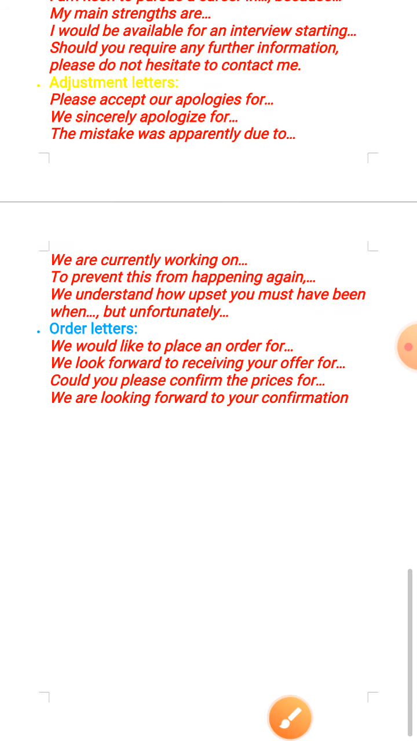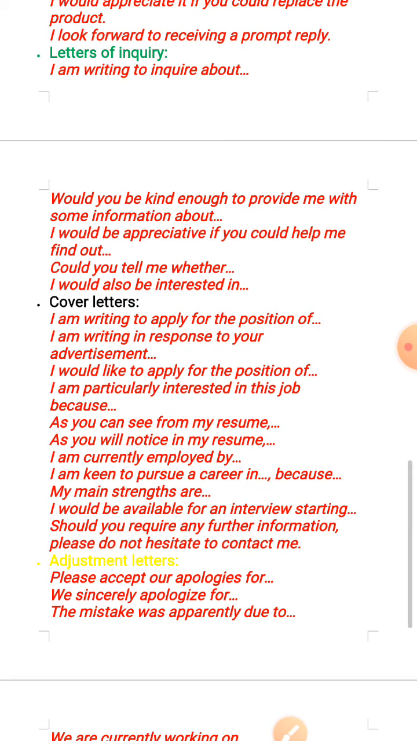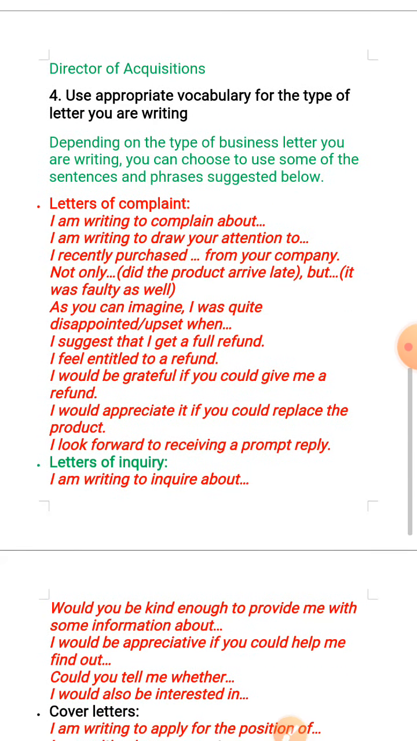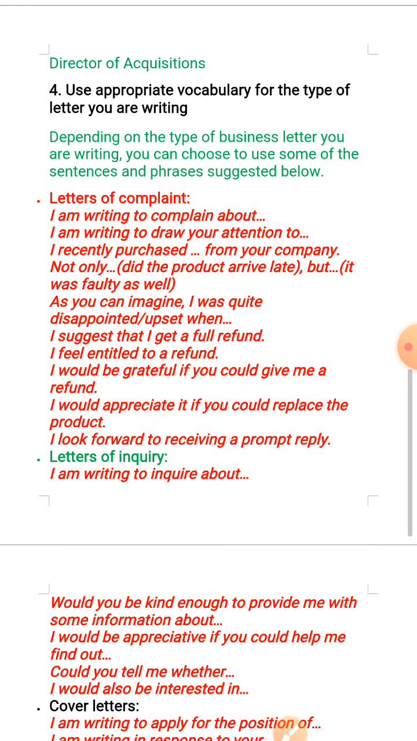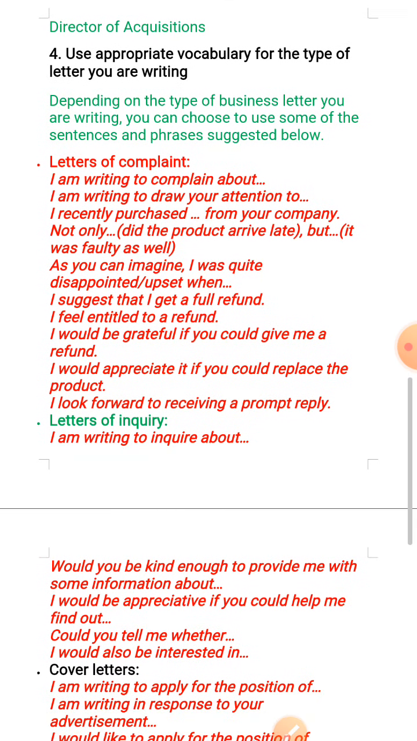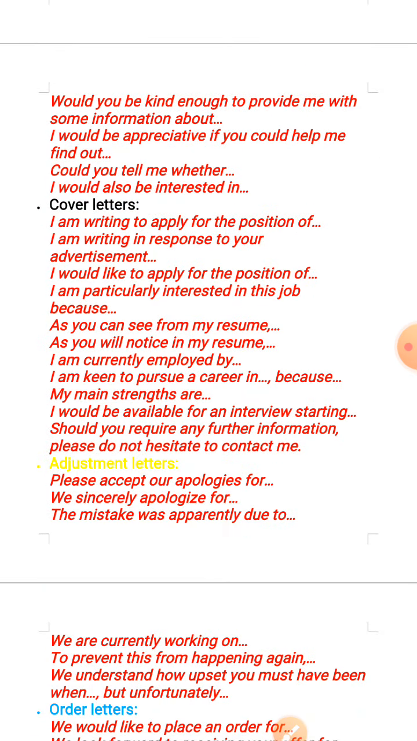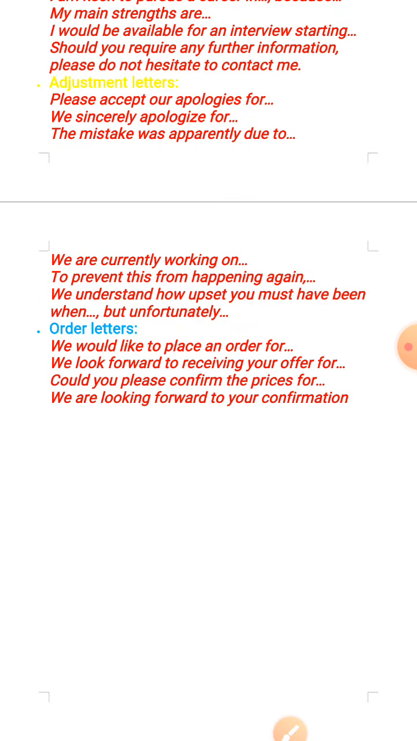Okay, these are some types of letter writing, and we discussed some sentences and phrases for your letter writing. I hope you understand these points and in future write a better business letter.